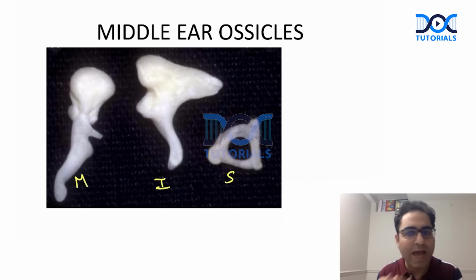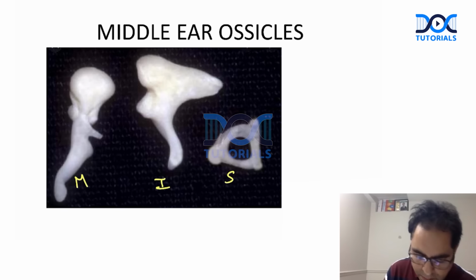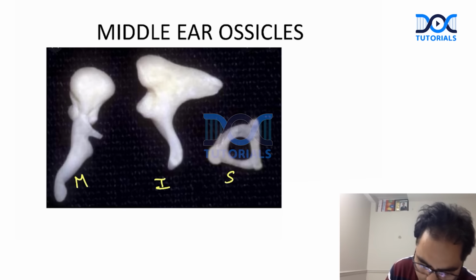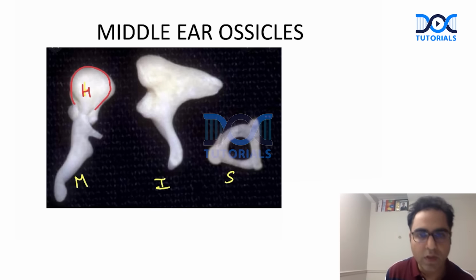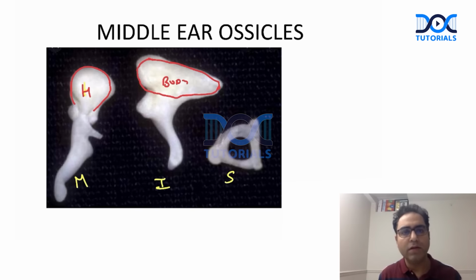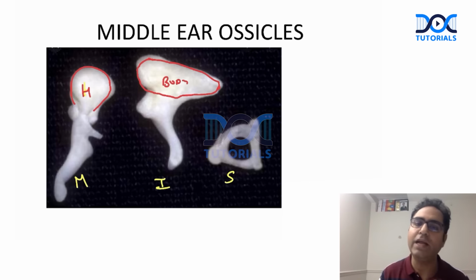So how to differentiate malleus from incus? That's very simple. Malleus is like a hammer, and every hammer has a head. This is the head of the malleus. Can you see the head? Incus has a body. The body has to be a little flat like that. Can you see the head on one side, the body on the other? Somebody is lying down on the beach, head on one side. If it has a globular head, it has to be malleus. If it is a flattened thing on the top, it has to be the body. Incus has a body, malleus has a head.